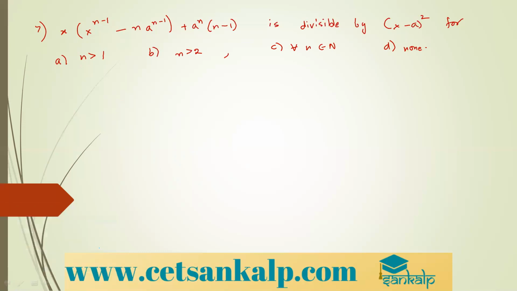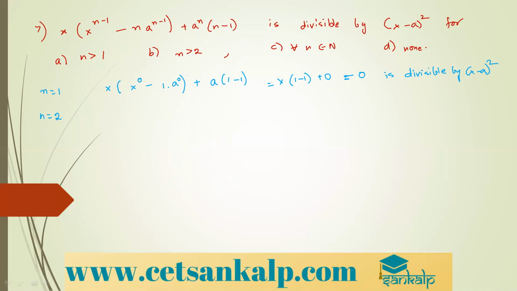So here also, in order to prove this, we will start with n equal to 1. So we have x into x power 0 minus 1 into a power 0 plus a power 1 into 1 minus 1. That means we have x into 1 minus 1 plus 0. That is 0. Of course, 0 is divisible by any number. It is divisible by (x minus a) whole square also.